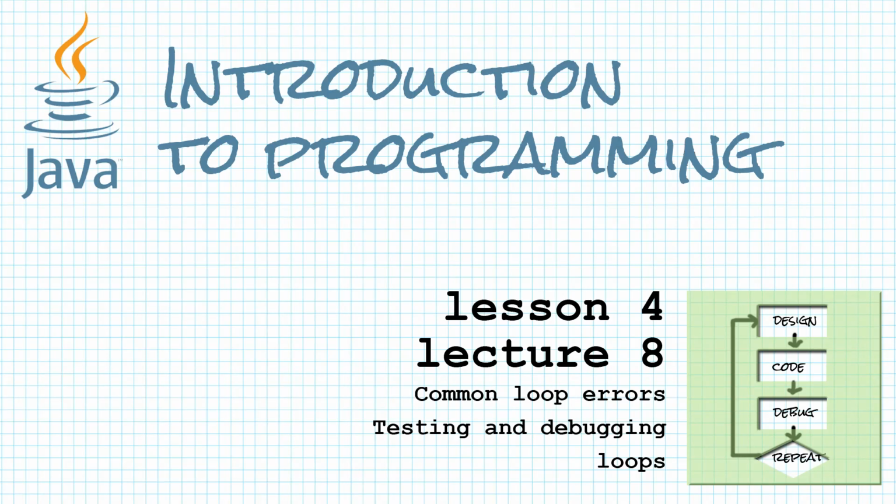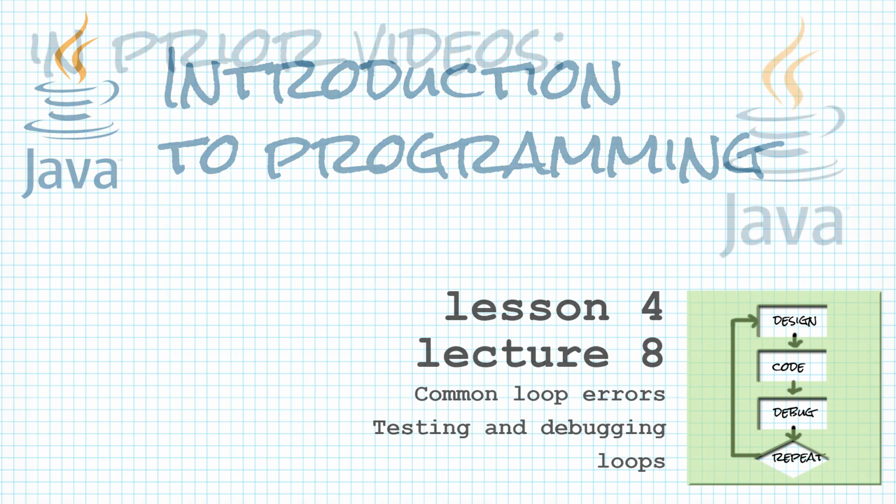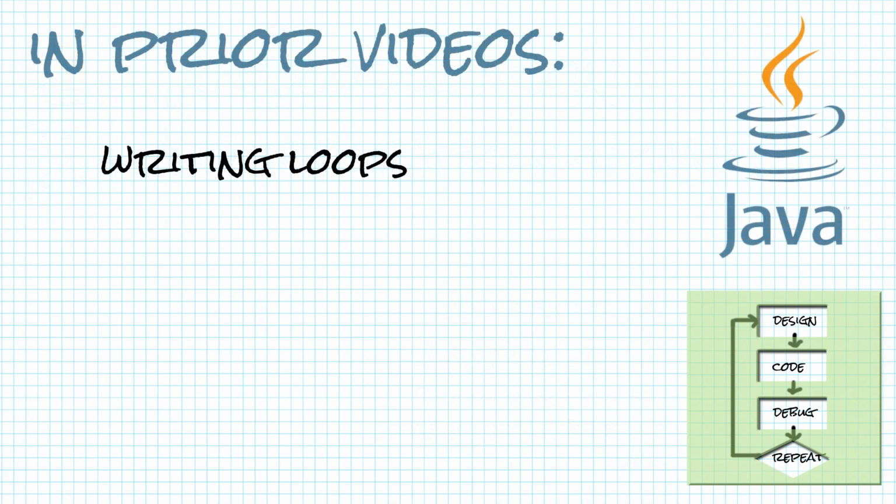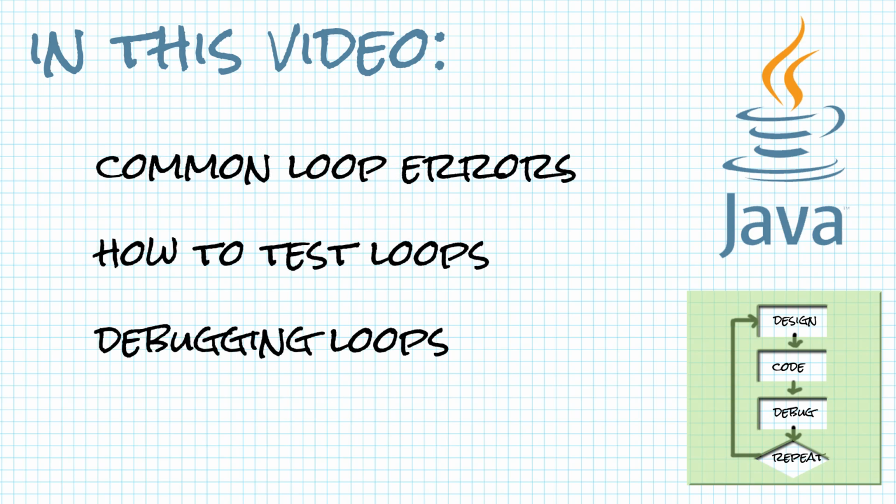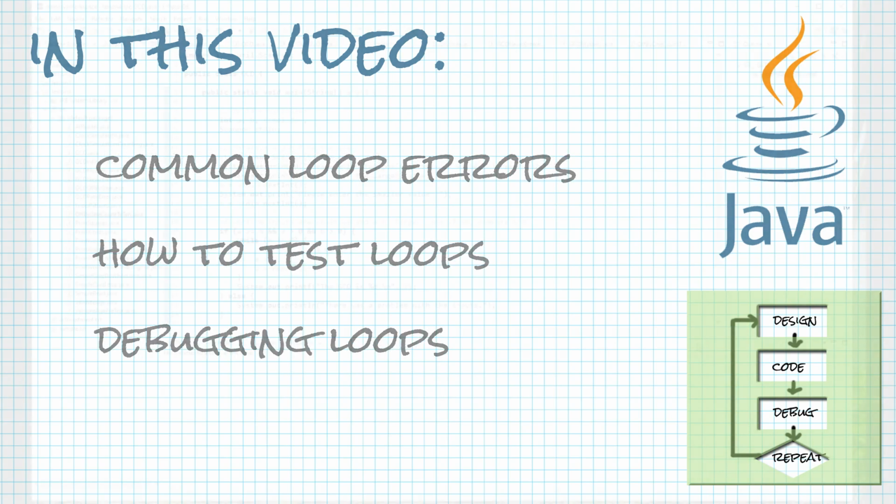If you are here because you want to learn to program in Java, you are in the right place. This is the 25th video in the Introductory Programming in Java full course and the 8th and final video of Lesson 4, Looping Structures in Java. Now that we've learned about writing loops, let's talk about common looping errors, how to test code with loops, and debugging a loop. Let's get right into it.